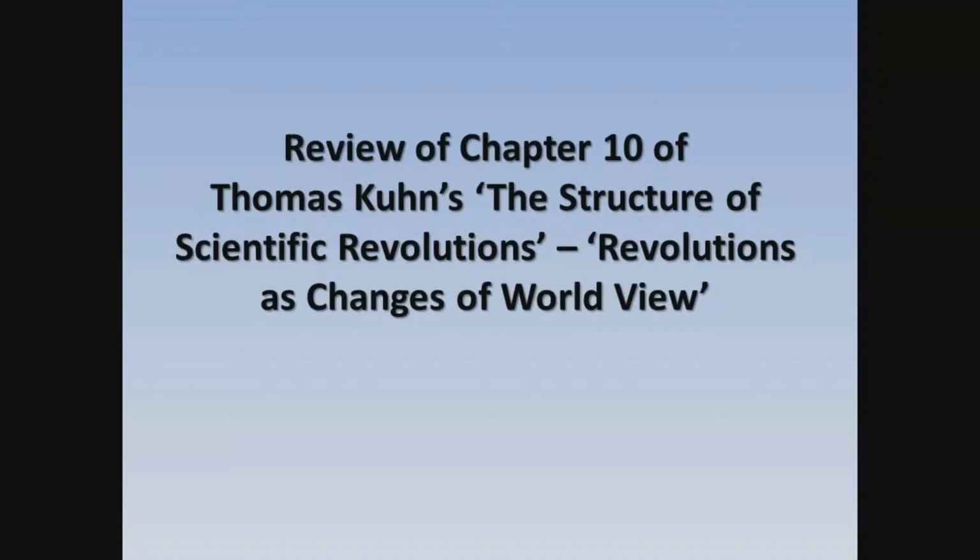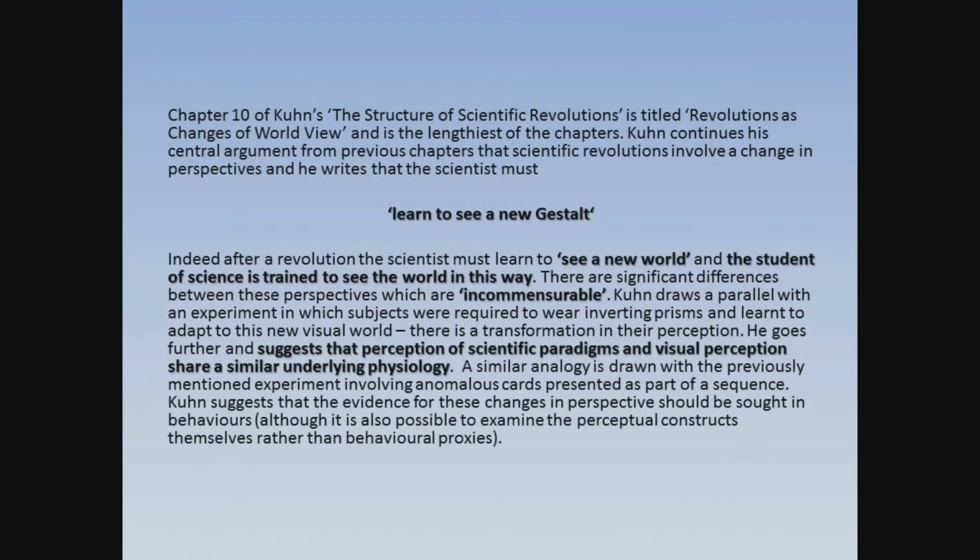Chapter 10 of Kuhn's The Structure of Scientific Revolutions is titled Revolutions as Changes of Worldview and is the lengthiest of the chapters. Kuhn continues his central arguments from previous chapters that scientific revolutions involve a change in perspective, and he writes that the scientist must learn to see a new Gestalt. Indeed, after a revolution, the scientist must learn to see a new world, and the student of science is trained to see the world in this way.